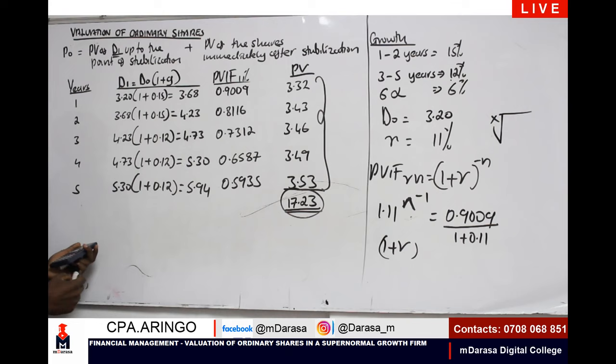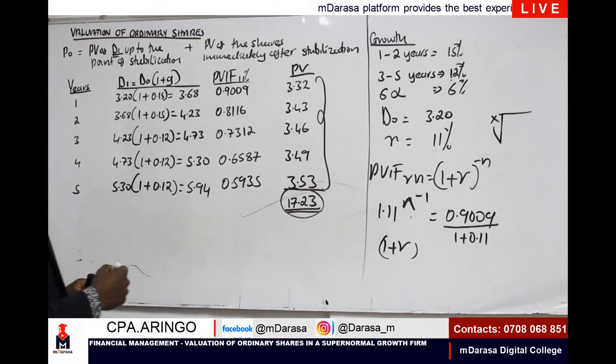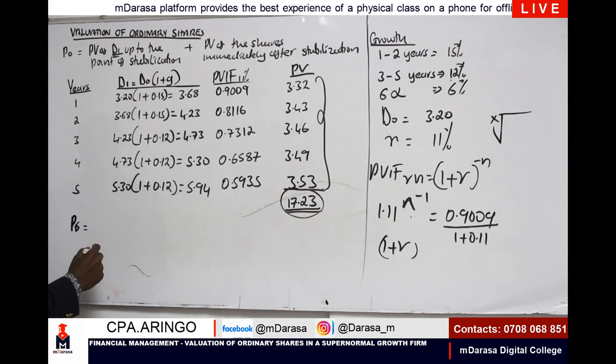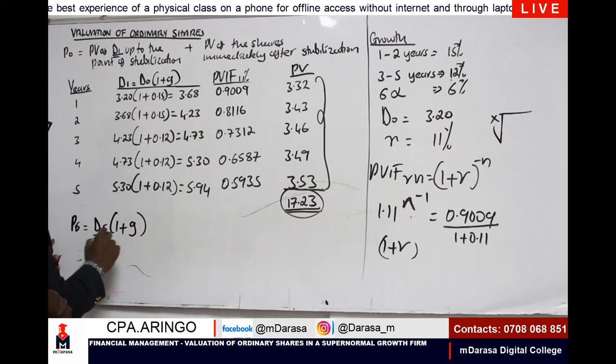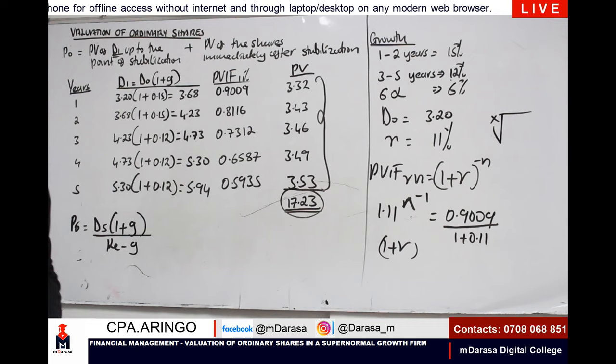Whatever we have here is the present value of D1 up to the point of stabilization. What about the present value of shares immediately after stabilization? The present value of these shares, that is now in year 6 onwards, I should be having our D0, the current dividend in year 5, into 1 plus g, over, of course, our Ke minus g. Very important for you to always have that in mind.